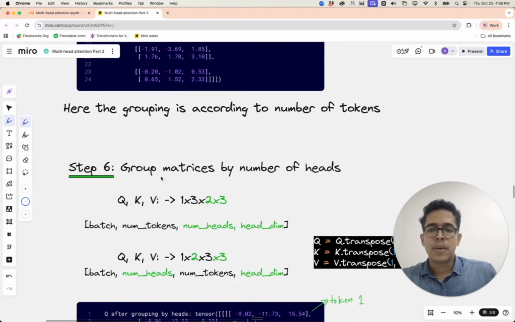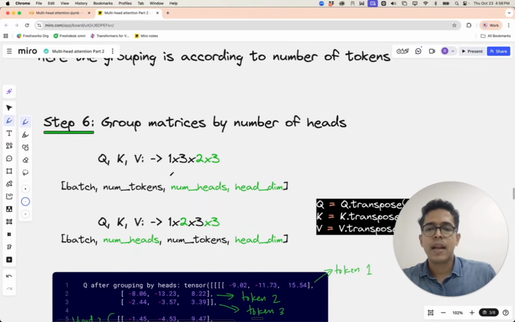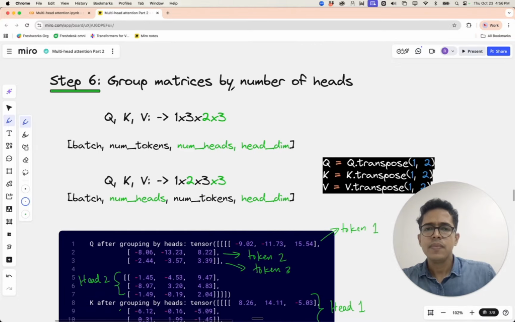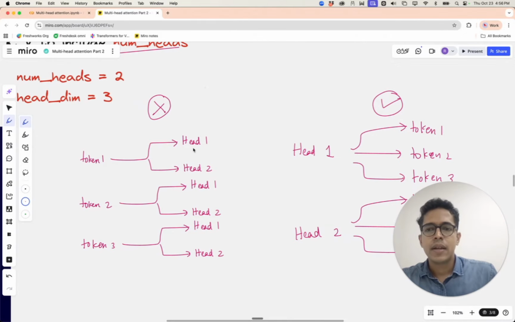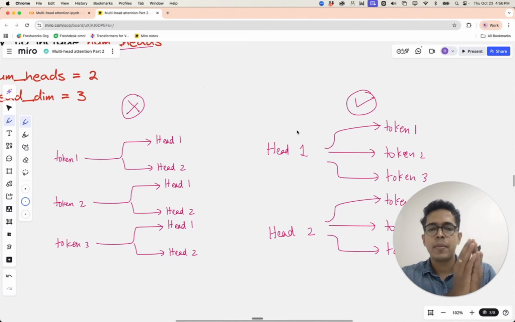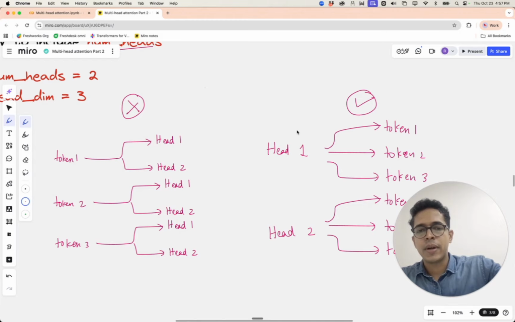It is very simple. We can simply swap the last 2 dimensions, meaning instead of grouping my matrices based on heads, or in simpler language, instead of keeping token as the parent node and heads as the children, I should have head 1. I should have all information about head 1 with me. Then I should have all information about head 2 with me. That way I can calculate attention scores corresponding to heads and then attention weights corresponding to heads, because that is what we want to do ultimately.